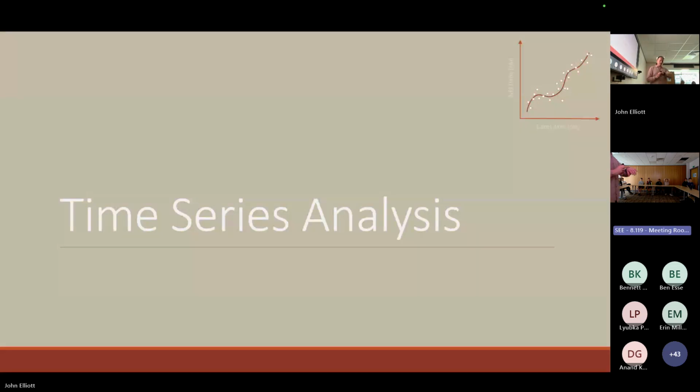So once we've done those corrections to the interferograms, we can move on to the time series analysis that gives us the velocities that we want and displacement histories.